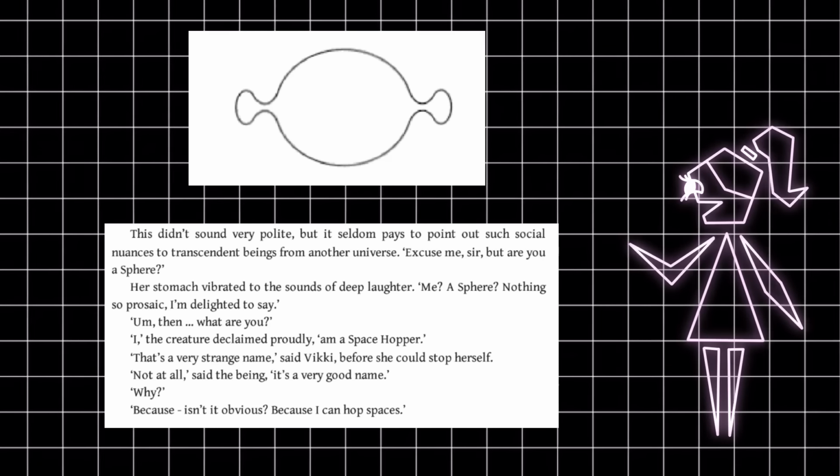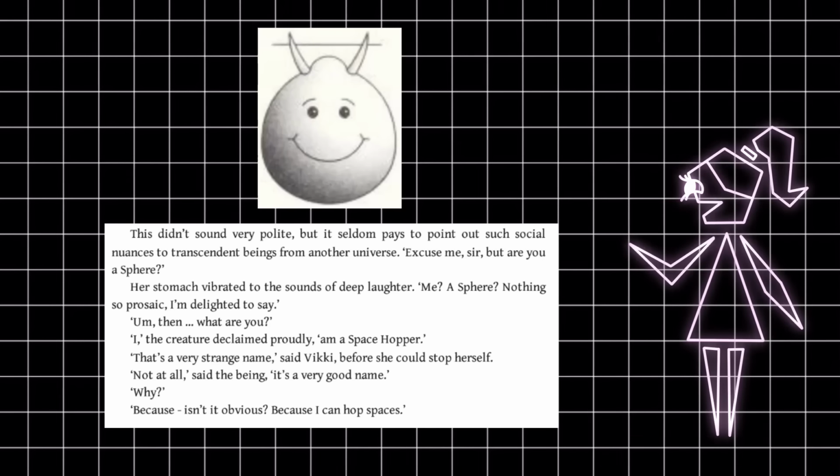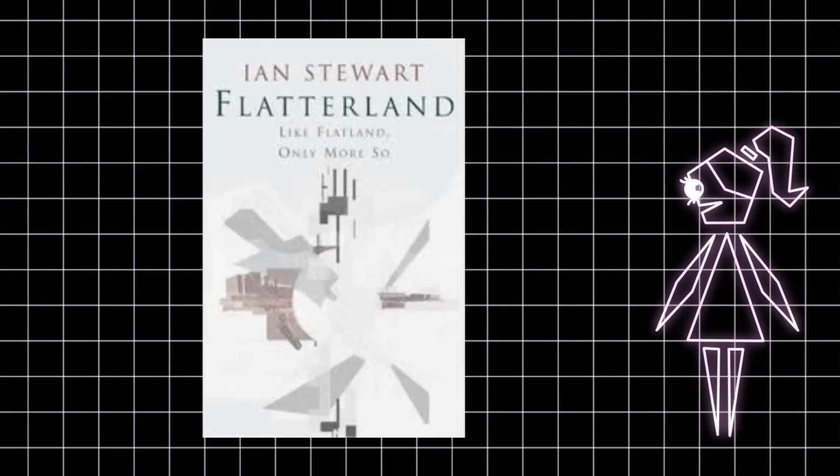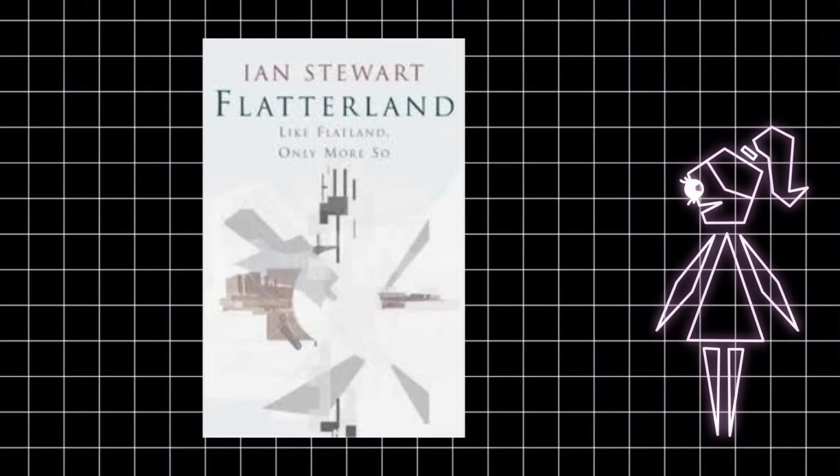Space Hopper, or Hopper for short, is not only a being of 3 dimensions, but also a being who can hop through spaces. He equips Vicky with a device that allows her to space hop alongside him, Vicky eager to learn more about the 3rd dimension.